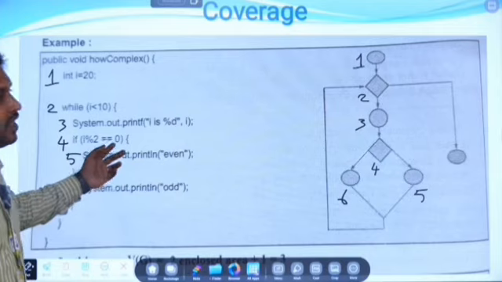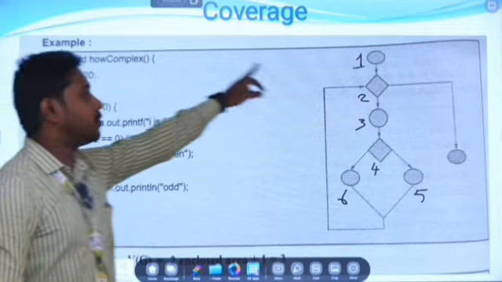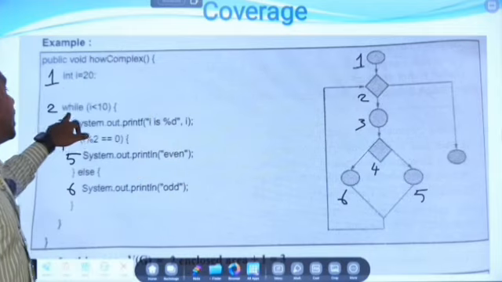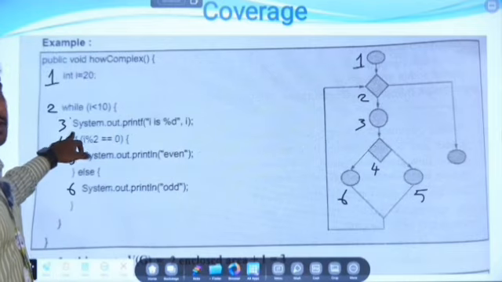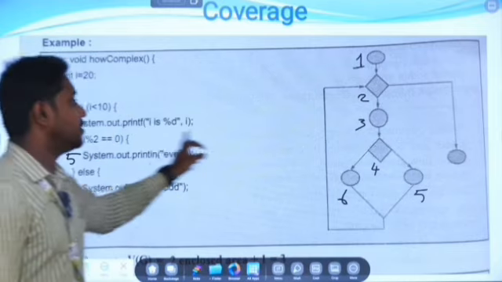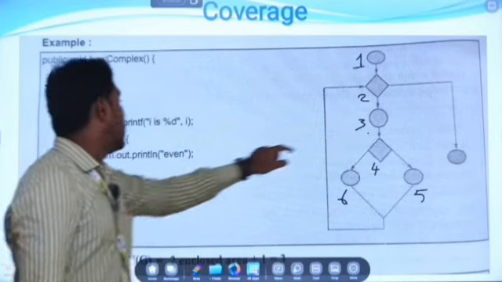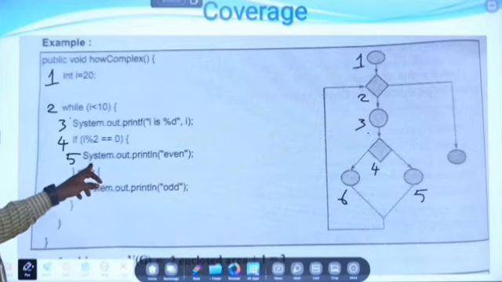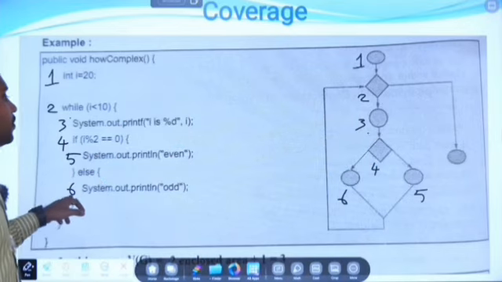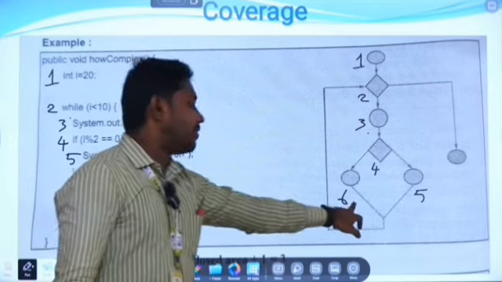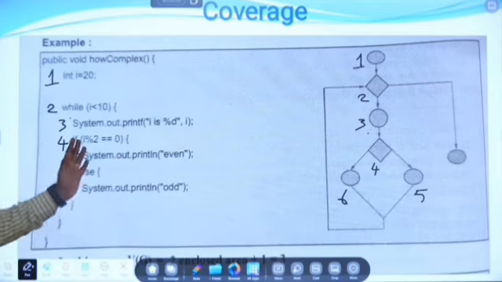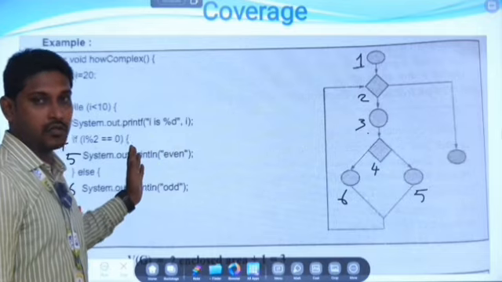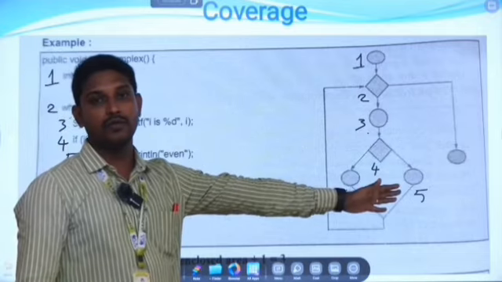Now you can easily understand: this program is converted into node 1, this condition symbol is converted into node 2, and node 3 is the true statement of this while condition, which is a rectangle. Then the system.out.println in the else part, and the 6th node will be added. So this source program will be converted into a graph.